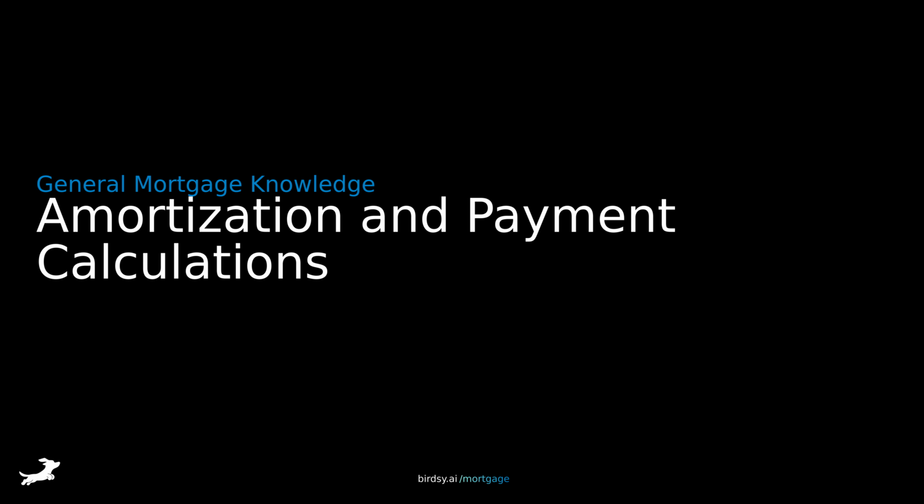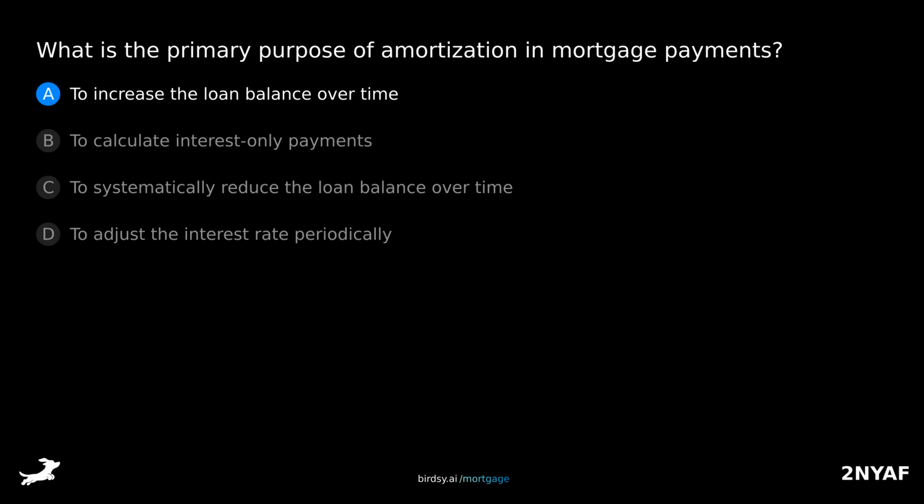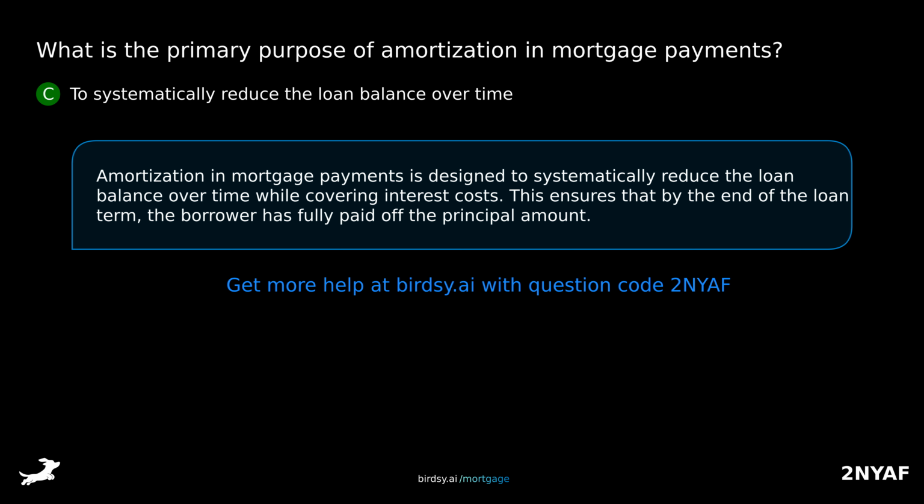Amortization and payment calculations. What is the primary purpose of amortization in mortgage payments? Is it A, to increase the loan balance over time, B, to calculate interest-only payments, C, to systematically reduce the loan balance over time, or D, to adjust the interest rate periodically? The answer is C, to systematically reduce the loan balance over time. Amortization in mortgage payments is designed to systematically reduce the loan balance over time while covering interest costs. This ensures that by the end of the loan term, the borrower has fully paid off the principal amount.